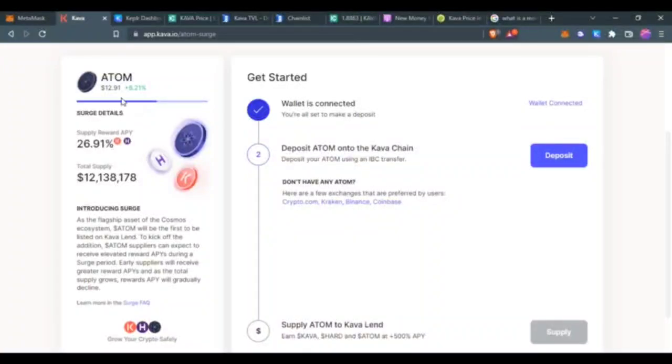So what we're doing right now is utilizing the Surge, with Atom as a flagship asset of the Cosmos ecosystem. Atom will be the first to be listed on Kava Lend. To kick off the addition, Atom suppliers can expect to receive elevated reward APYs during a surge period. Early suppliers will receive greater reward APYs, and as the total supply grows, reward APYs will gradually decline.